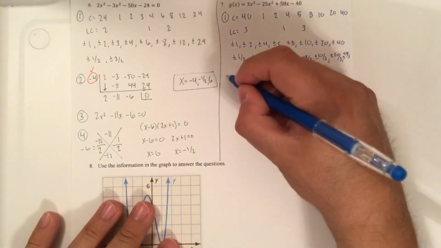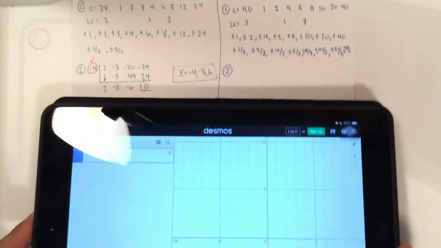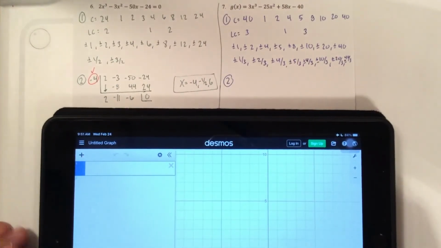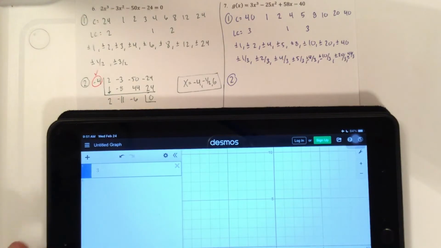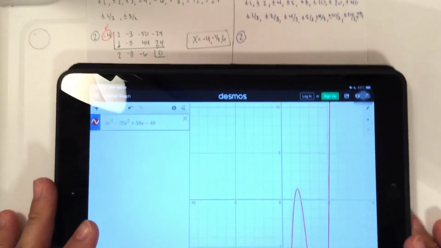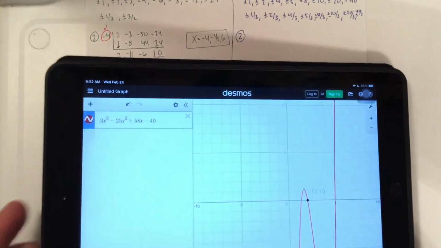So when we go to step 2, this is probably one of the best examples of why you should be using Desmos to help you test that first one just for this particular part, because it's a lot of fractions. There's a lot of possible solutions. Okay, so let's go ahead and type this in. 3x cubed minus 25x squared plus 58x minus 40. All right, so you see right here, I'm going to just pick one of the whole numbers. So 2 should work. Let's go and take a look at that.